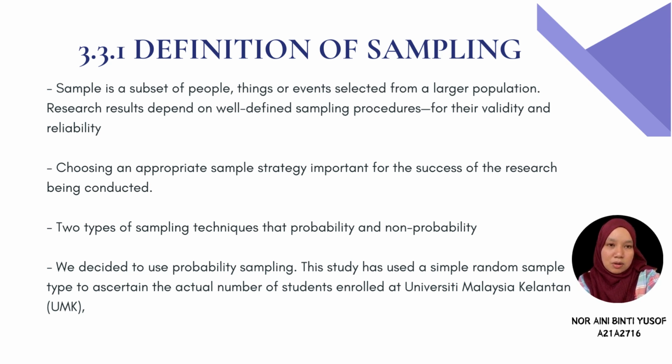Today I want to present about sampling. Definition of sampling: to make inference about the overall population under study. A sample is a subset of people, things, or events chosen from a larger population. Sampling techniques come in 2 types, probability and non-probability. We decided to use probability sampling in this study to ascertain the true number of students enrolled at University Malaysia Kelantan, UMK. We have chosen 368 students at random from the entire student body to be included in this sample.